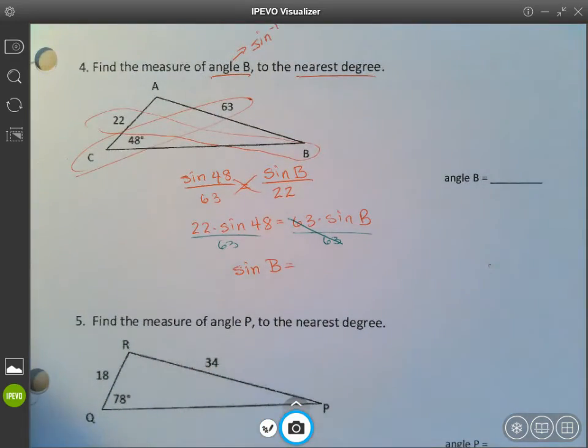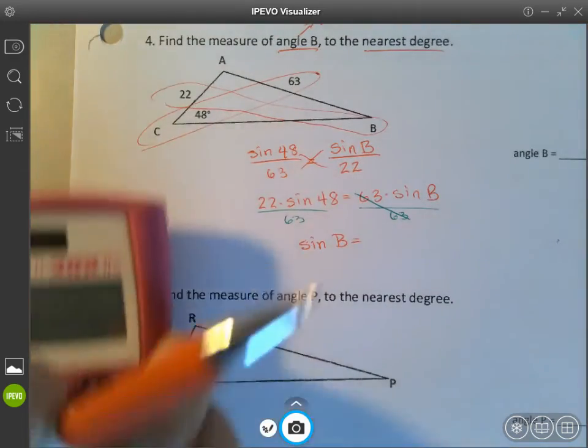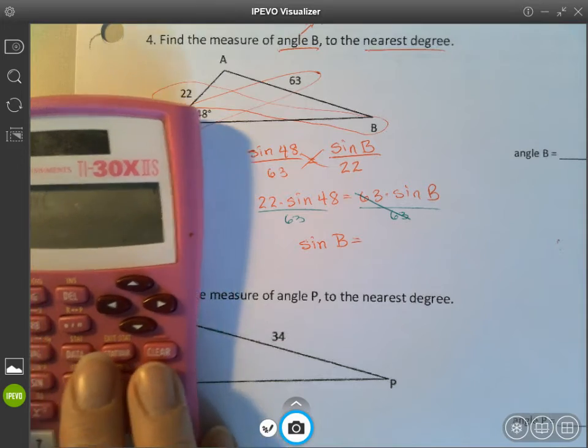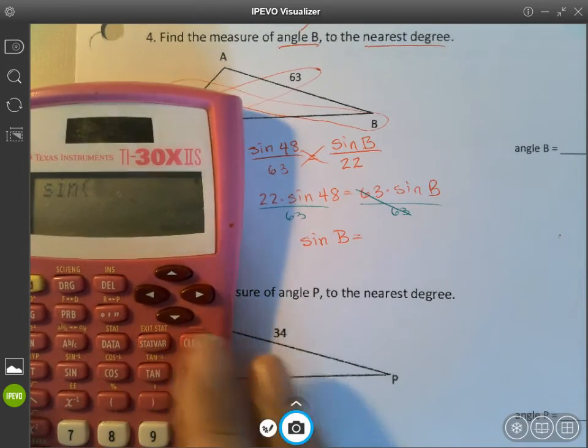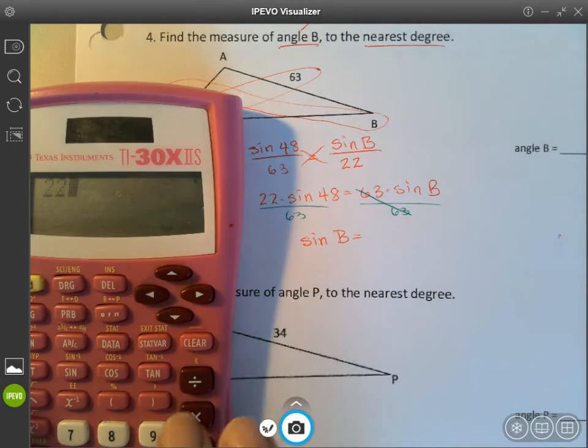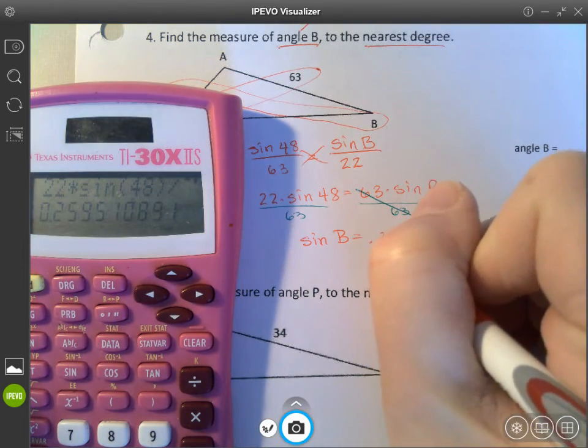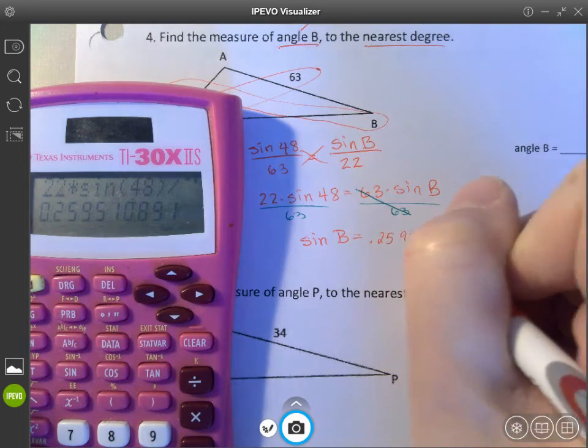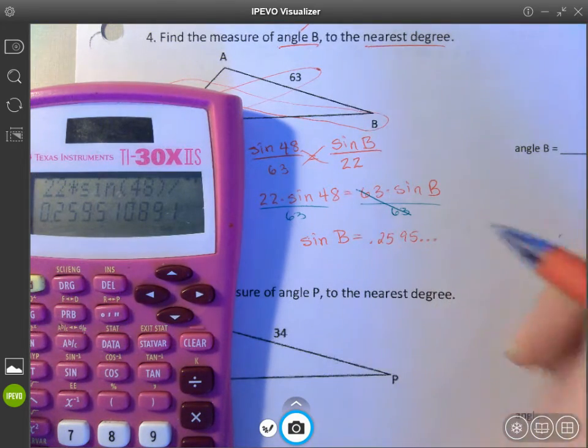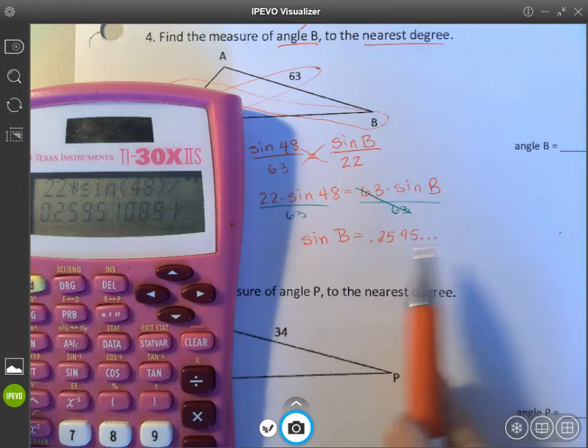Now we want to keep several decimal places. So type in 22 times sine 48. You have to close the parenthesis, use your division symbol, 63. Now, I don't want to round this yet. It's 0.2595, it keeps going. So how do I use my calculator without having to retype it?